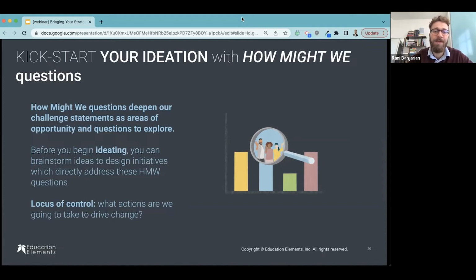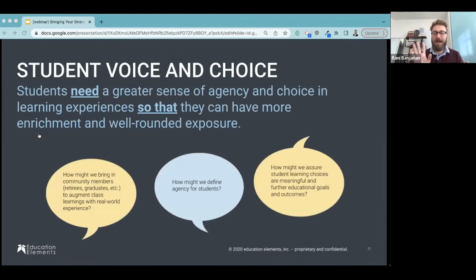In the next couple of slides, we'll give you a few examples from real life districts that we've worked with. So before you begin coming up with ideas around how you can bring this focus area to life, you can brainstorm ideas using this how might we protocol. So we have these challenges, how might we address these challenges? And it's important to think about your locus of control. What actions are you going to take to drive change? So over the course of the next two slides, I'll take a pause here for a moment to give you a chance to read them.